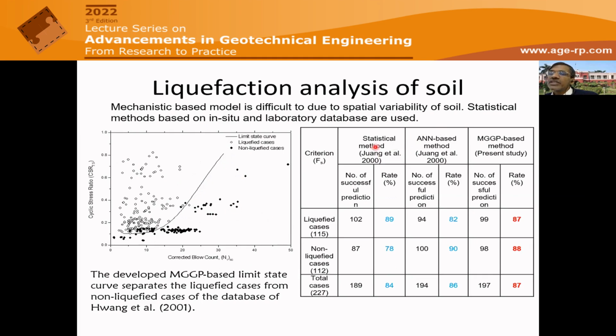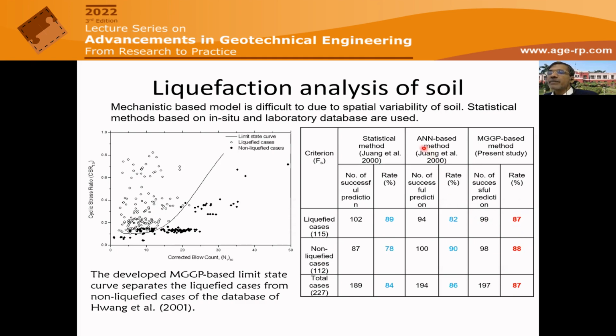With the statistical method, the success rate is 89% for the liquefied case and 78% for the non-liquefied case. The total is 84%. Whereas if I compare it to our present method, the MGGP method, it is equally efficient for liquefied and non-liquefied cases at 87% and 88%, overall 87%.